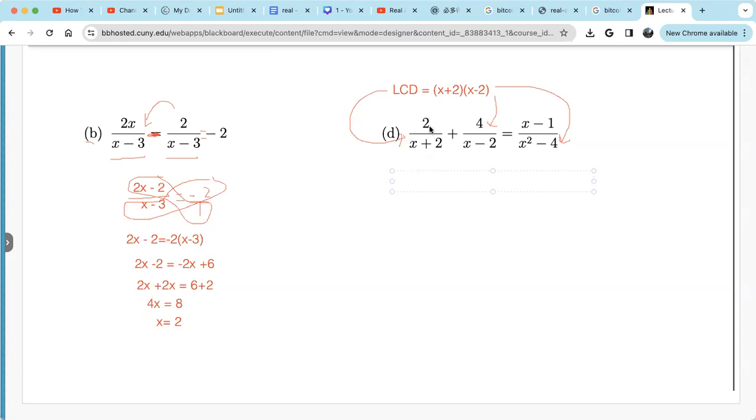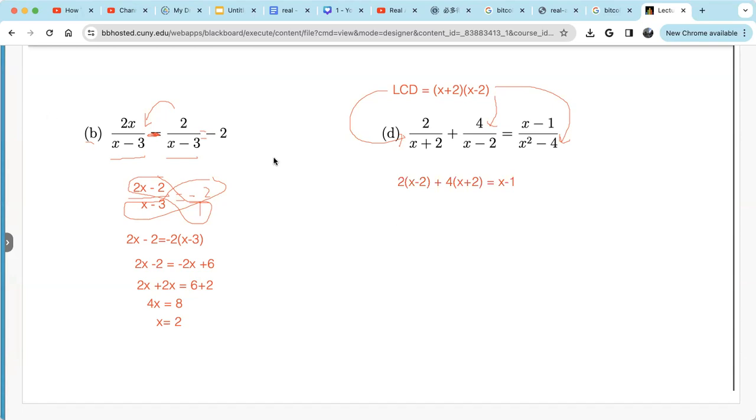So the first term, 2 over x plus 2, when we multiply by the LCD, we're left with the numerator multiplied by x minus 2, because x plus 2 divided by x plus 2 becomes 1. Now, the second term on the left is 4 times x minus 2. Cancel out x minus 2 in the denominator, so we have x plus 2 left. Then on the right-hand side, the LCD is the same as x squared minus 4, so they cancel each other. So we're left with x minus 1, which is the numerator.